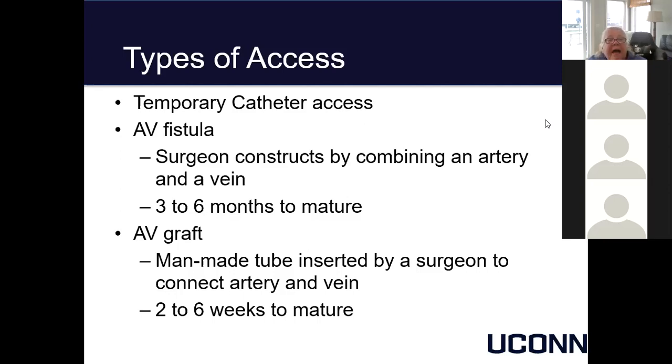Or you could have an AV fistula. So an AV fistula, usually in the arm, but we have to check the patient's circulation and the strength of their veins and their arteries. But a surgeon will go in and surgically create an end of a vein, take an end of an artery, anastomose the two together, and so now you've got a mixing of arterial and venous blood.